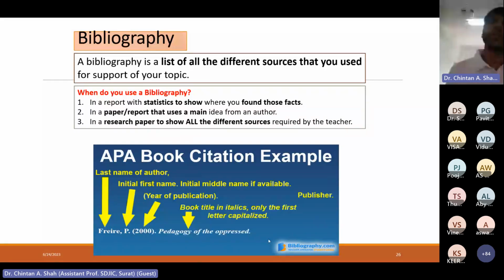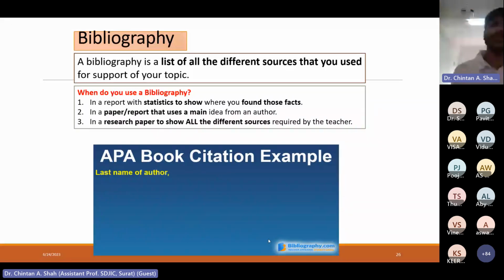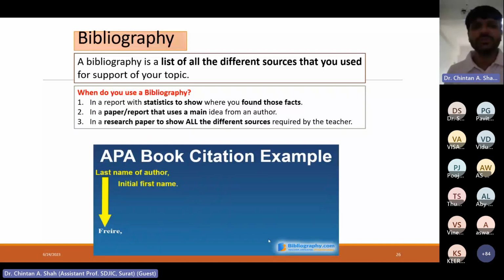Everything is available: APA 5, APA 6, APA 7, MLA. You can use any number of referencing styles available. So a bibliography is a list of different sources that you have used to support your topic. So this is all about the research process.